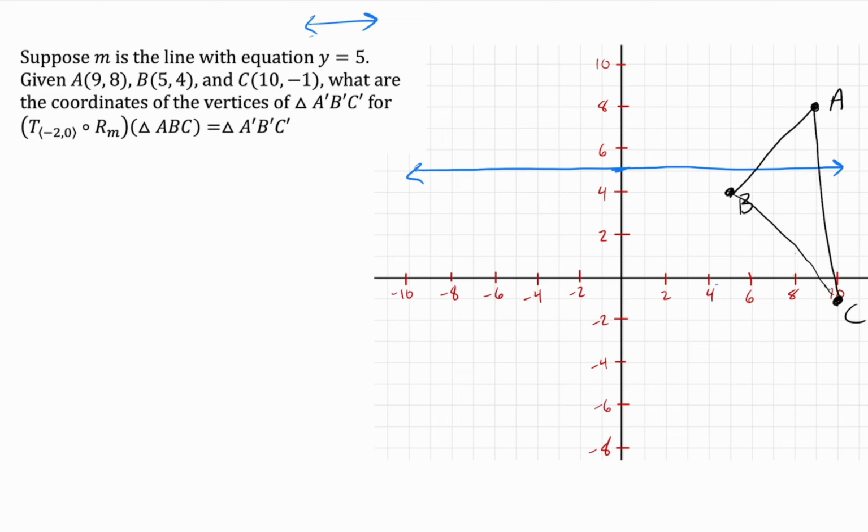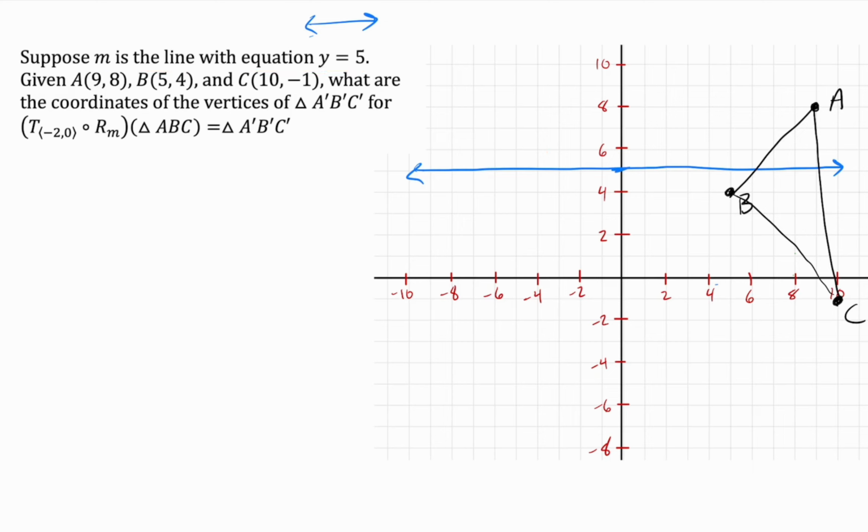Okay, so we're going to perform some transformations on that triangle ABC. And in order to do that, we have to sort of decode this notation here. And so it's a little bit backwards. We're going to read this notation from right to left. So that means we're going to do this part first and then this part. So this R stands for a reflection, and this little M tells us which line we are reflecting over. So in this case, we're reflecting over line M, which is this guy at y equals 5.